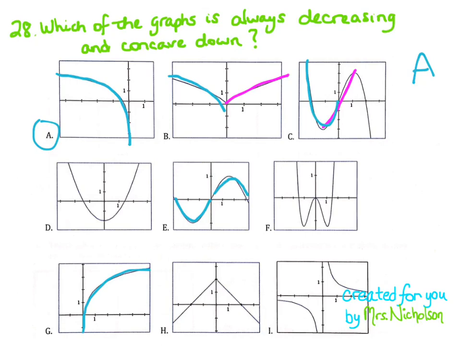Graph I, this graph is always decreasing. We're decreasing here, but it's not always concave down. This second piece right here is concave up. So the only answer for 28 is answer A.